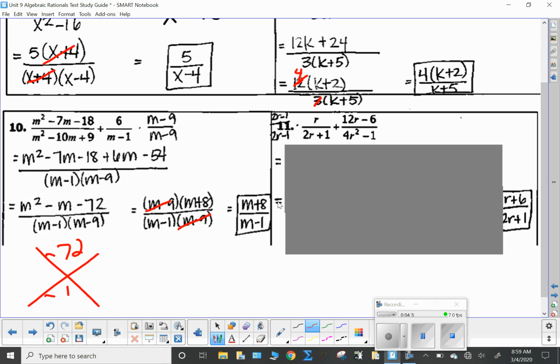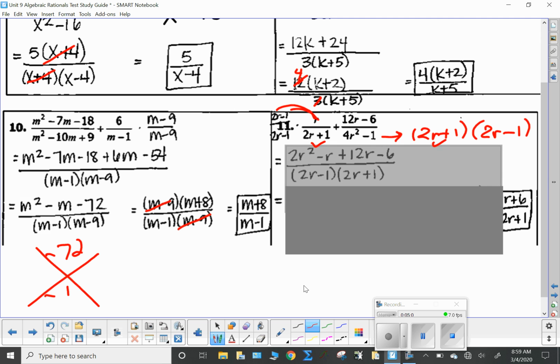Again, factoring is huge. This next one: this right here is a difference of squares. This is 2r plus 1 times 2r minus 1. Over here, I already have the 2r plus 1, so I need to multiply the numerator and denominator by 2r minus 1. I'm going to distribute the r, which will give me 2r squared minus r. So there's the 2r squared minus r plus 12r minus 6 because it's addition. I just keep that. And I leave the denominator factored.